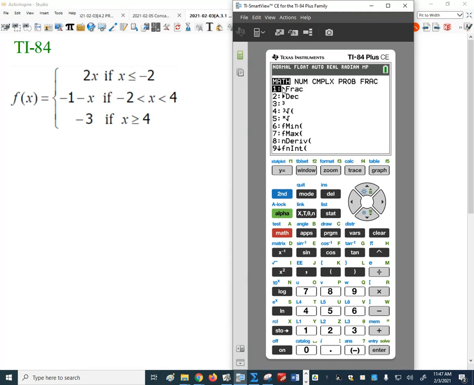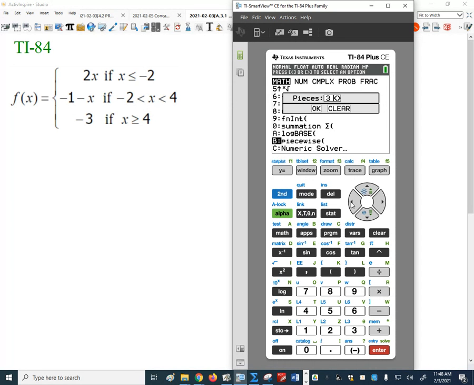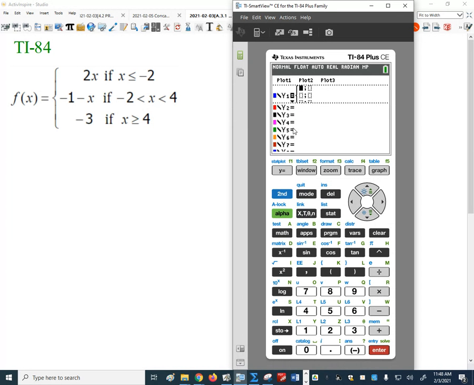But rather than going down a whole bunch, I'm just going to hit the up arrow to circle around to the bottom of the list. And if I hit the up arrow twice, look where I end up: piecewise. If I hit enter, it allows me to choose the number of pieces by using the left or right arrow. If I go to the left, it gives me fewer pieces. To the right, it gives me more pieces. I want 3 pieces. So I'll go down and hit OK, enter, and it builds me that template. Look how easy that is.